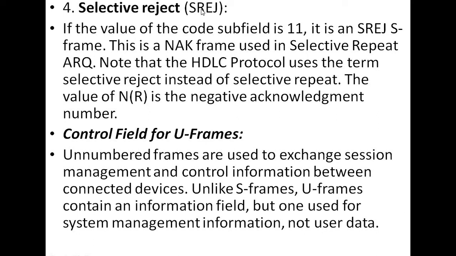selective reject, that means SREJ. If the value of the code subfield is 1 and 1, it is an SREJ S frame. This is a NAK frame used in Selective Repeat ARQ. Note that the HDLC protocol uses the term selective reject instead of selective repeat. The value of N(R) is the negative acknowledgement number. This is all about the notes regarding the S frames.